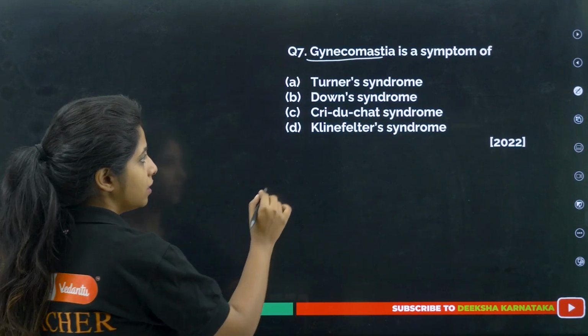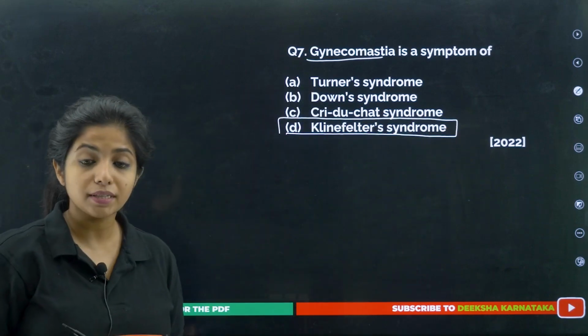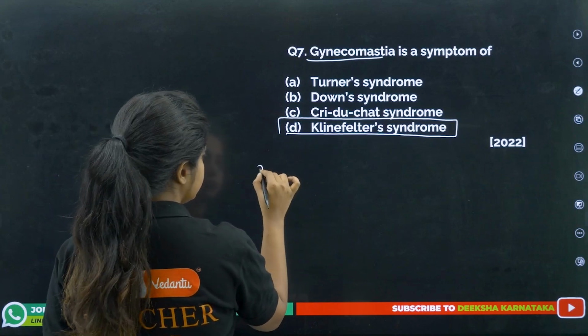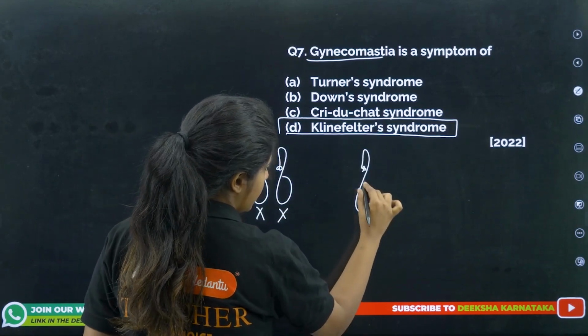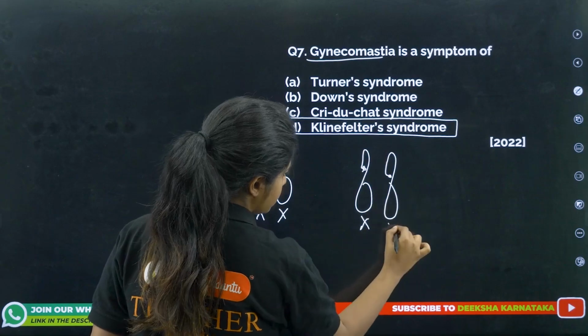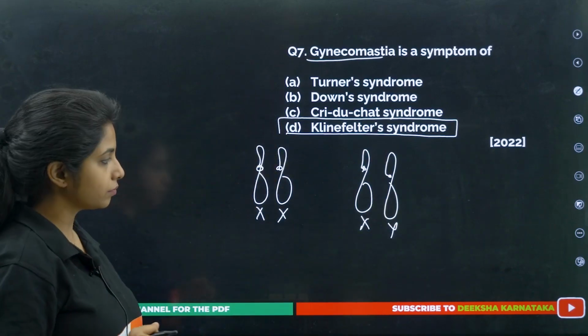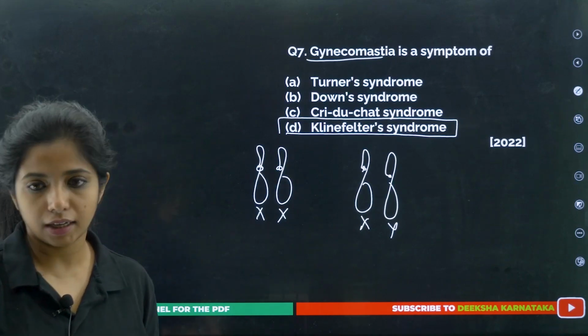And obviously this disease is known as Klinefelter syndrome, because what happens in Klinefelter syndrome is that basically, suppose this is XX chromosome and this is X and the other one is Y chromosome, right? Agreed? So over here, there's a twist that is going to happen.